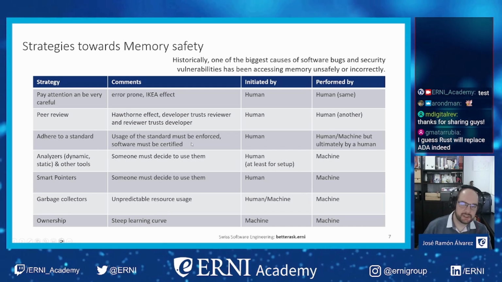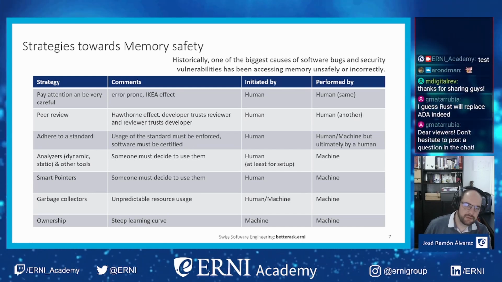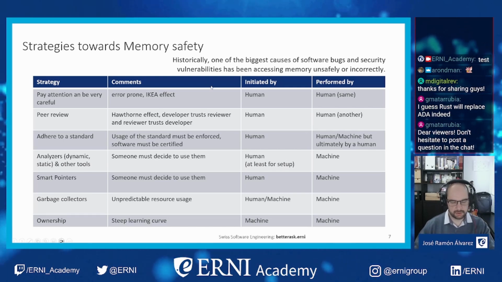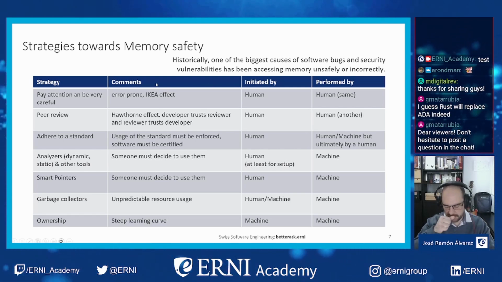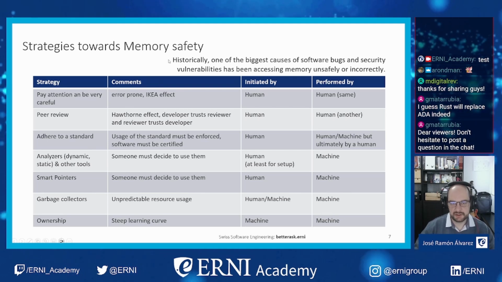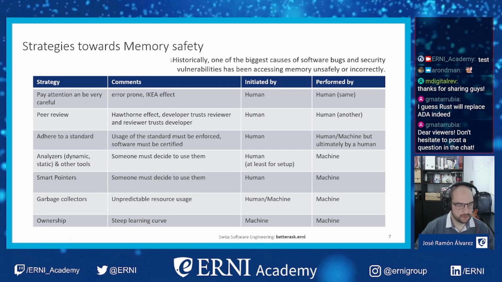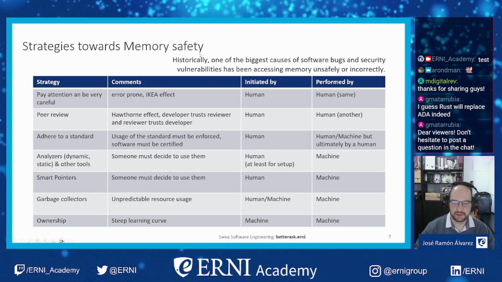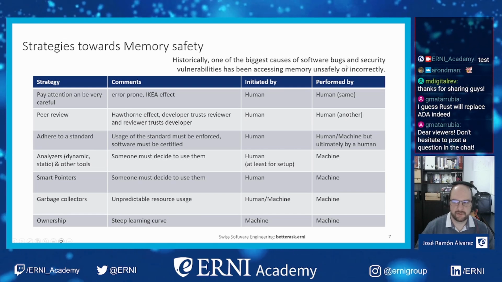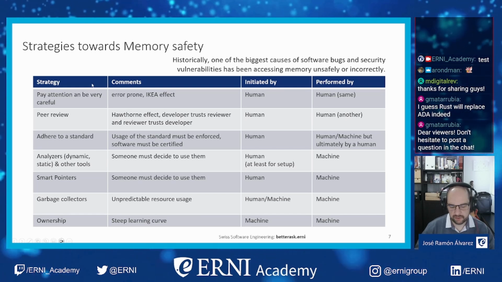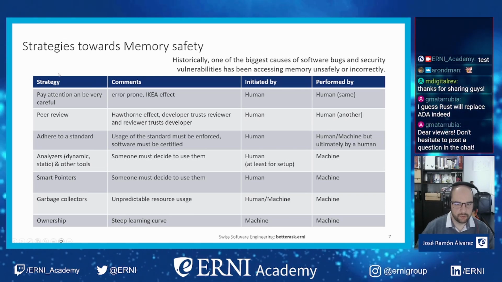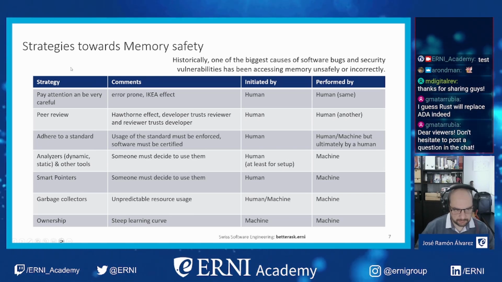So as memory safety is one of the flagships of Rust, let's talk a bit about some strategies that we can use towards attaining memory safety. Historically, one of the biggest causes of software bugs and security vulnerabilities has been accessing memory in an unsafe or incorrect manner. So we try to devise some strategies to lower the error rate.